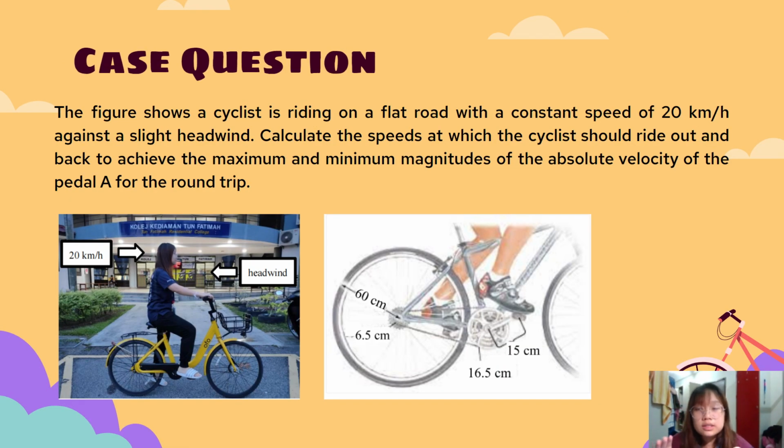This is the case study question for our group project. The figure shows a cyclist riding on a flat road with a constant velocity of 20 km per hour against a slight headwind. Calculate the speed at which the cyclist should ride out and back to achieve the maximum and minimum magnitudes of the absolute velocity of the pedal A for the round trip.